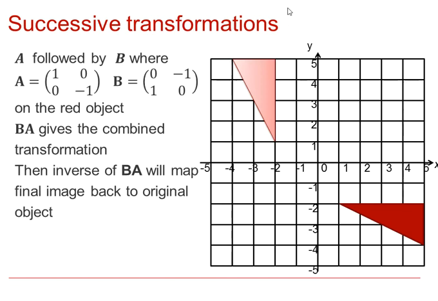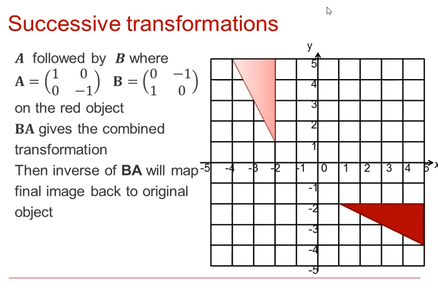Well, what about successive transformations? If we had a transformation represented by matrix A, followed by the transformation represented by matrix B, where A is (1, 0; 0, -1), which some of you may recognize as a reflection in the x-axis, and B is (0, 1; -1, 0), which is a 90-degree rotation anti-clockwise about the origin, then we'll see how this works on the red object.